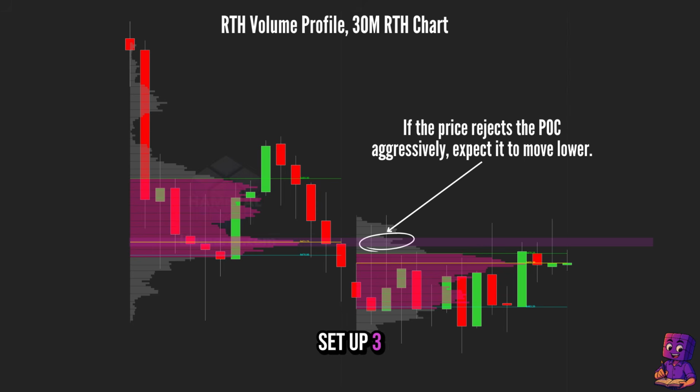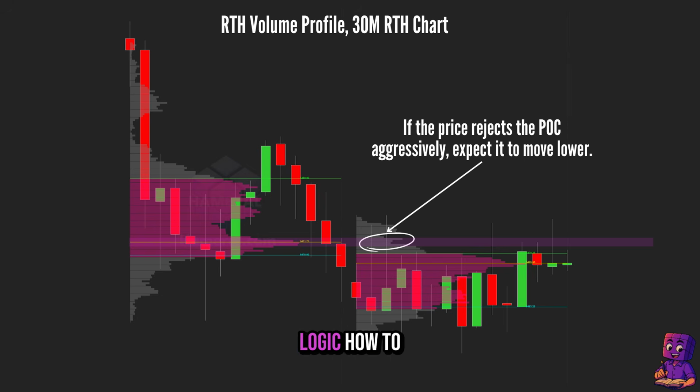Setup 3. POC rejection, failed acceptance. Price enters value from outside, reaches POC, and gets rejected strongly. That often means the market tried to rebalance but failed, and we can expect a fast move back outside value.